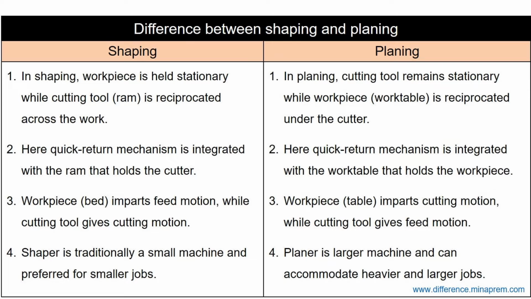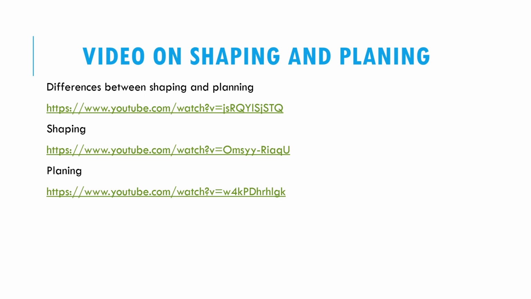So the last one is, shaper is traditionally a small machine and preferred for small jobs, meaning the workpiece is smaller. For the planer, the machine itself is very large and it can accommodate a very heavy and large job. Here are some video links for the shaping and planing and also the difference between shaping and planing.